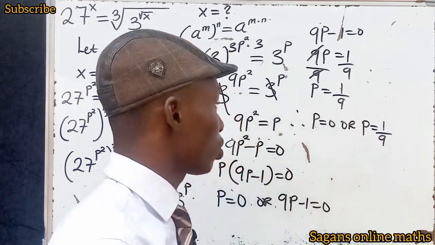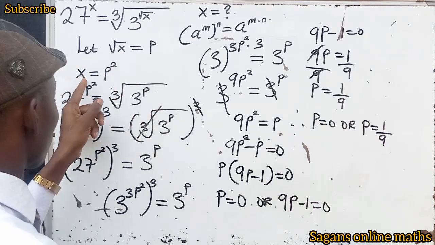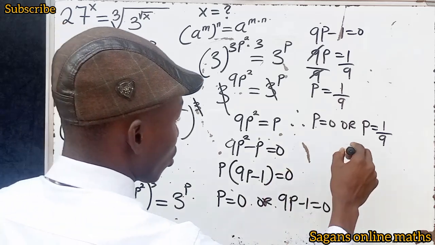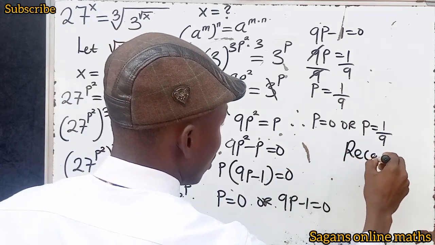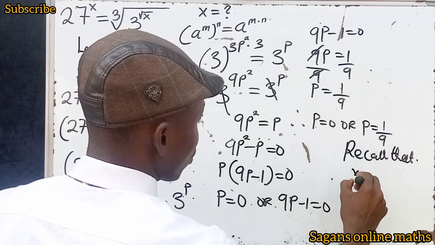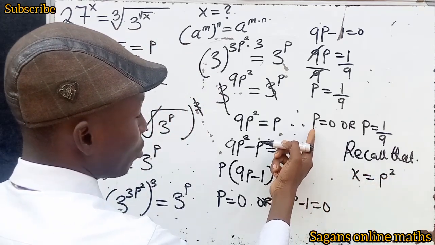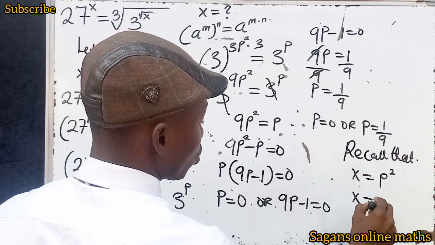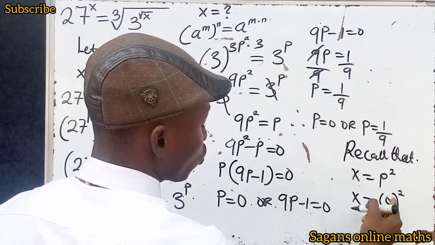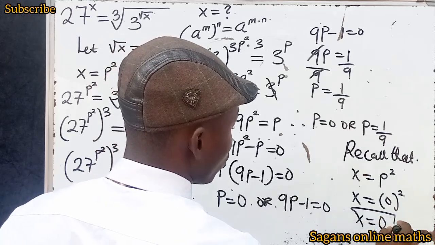Now let's go back to our question. Remember, we said let root s equal p. Then s is equal to what? Root s is equal to what? P squared. So let's recall that x is equal to p squared. Now, given that p is 0, let's find s when p is 0. That means s will be equal to 0 squared, and 0 squared simply means 0 times 0, which is 0. So s is equal to 0, which is one of the solutions.